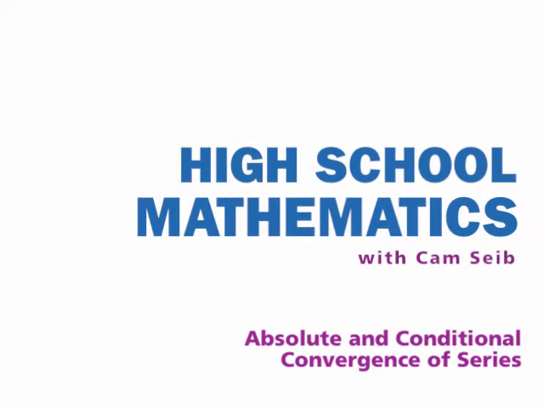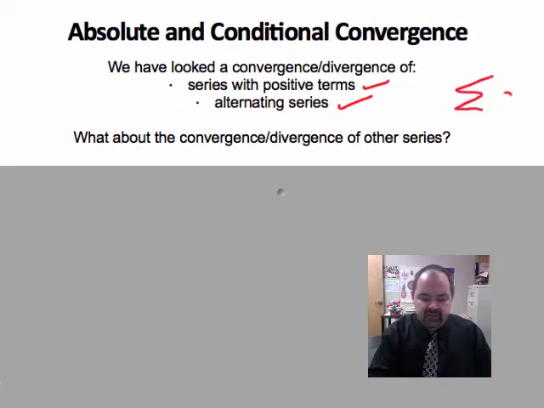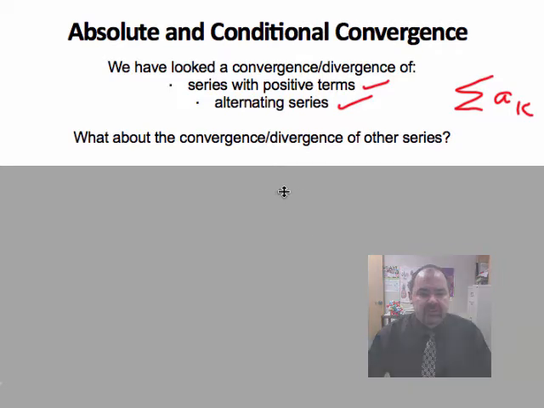In our study of infinite series to date, we have looked at determining the convergence of series with positive terms, and most recently with series that alternate in sign, alternating series. But what about determining the convergence of just a general series, one that doesn't necessarily have positive terms or terms that alternate in sign? We want to work our way towards being able to determine the convergence of those.